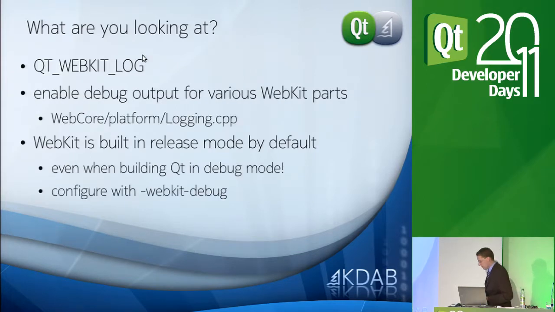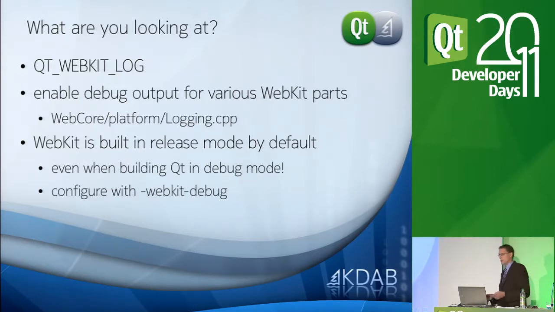OK, and we have one more. And that's QWebKit log. That is actually more than just enable disable. That allows you to set a comma-separated list of areas you are interested in. That could be anything from loading, from JavaScript execution, playing media files. So there's a long list defined in the code there.